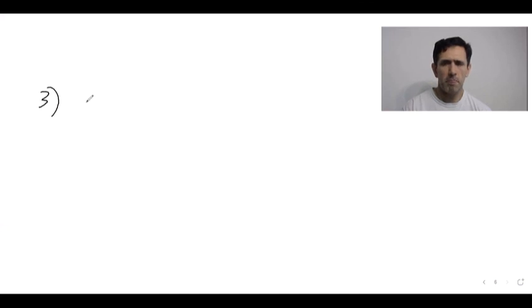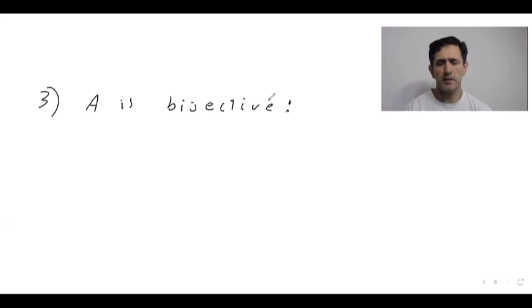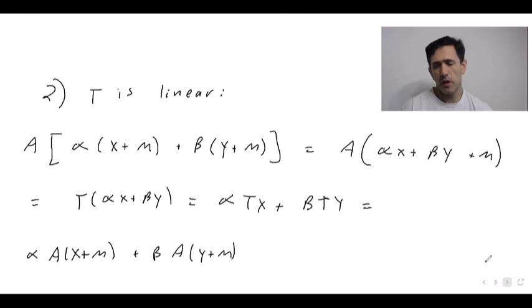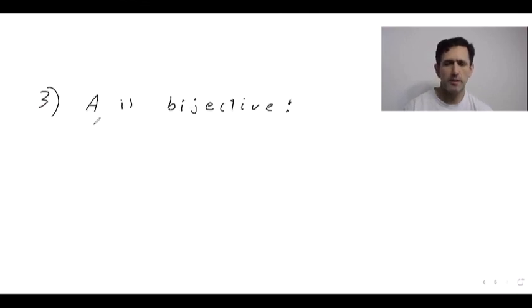3. A is bijective. I'll leave the fact that A is bounded for homework. It's a little bit tricky. You need to be a little clever, but it's not too hard. You just need to be a little clever because, well, you're dealing with the infimum norm. So yeah, I'll not say anything about that.